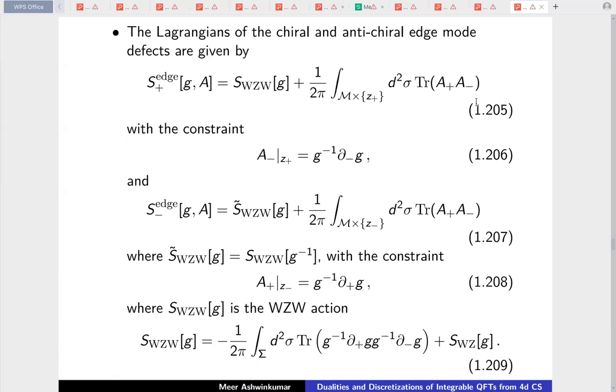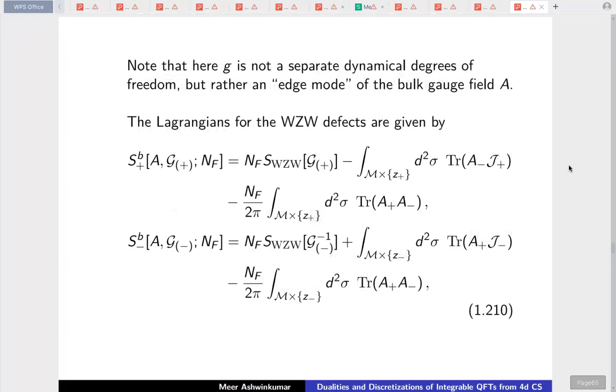The details of these are not so important, but the point is that these degrees of freedom G are not independent of the gauge field. Actually, A minus is equal to G inverse partial minus G, and Z plus. And for the antichiral case, A plus is equal to G inverse partial G. So these fields G are not really independent of the gauge field. And so the edge mode defect is of a slightly different flavor from other surface defects.